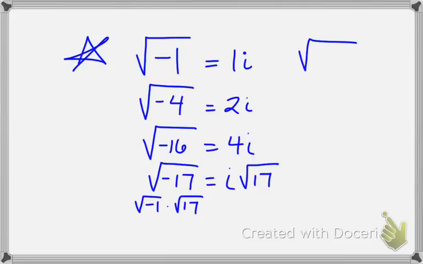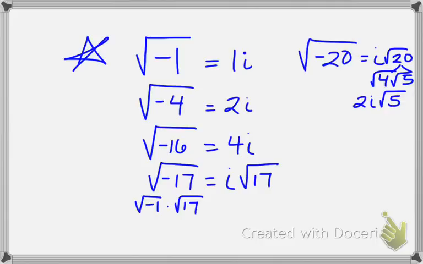All right, let's practice this one. The square root of -20 would be what? It would be i square root 20. Now let's practice simplifying that square root of 20. How would you simplify the square root of 20? So 4 times 5, what's the square root of 4? 2. So it would be really 2i square root 5, right?